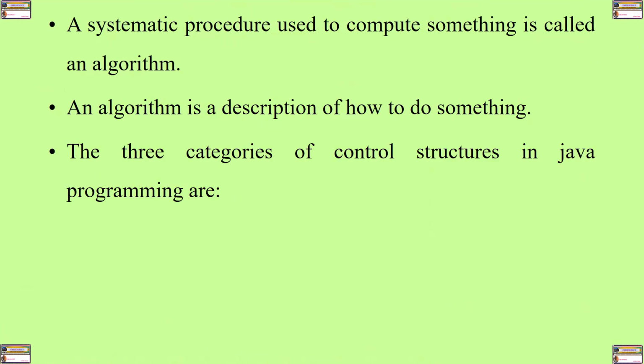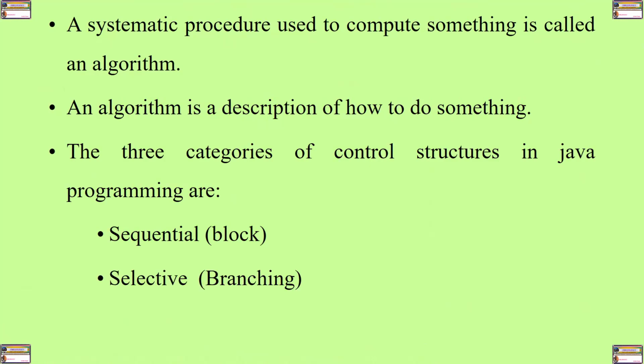The three categories of control structures that we use in Java programming are the sequential control structure, which we also call block. Sometimes it is not treated as a structure because ordinarily every program, or most programs, will have a sequence of statements. The second one is the selective control structure, or what we call branching. And the third one is called iterative, which is also called looping or repetitive. So, what is a sequential control structure, or what we call the block?